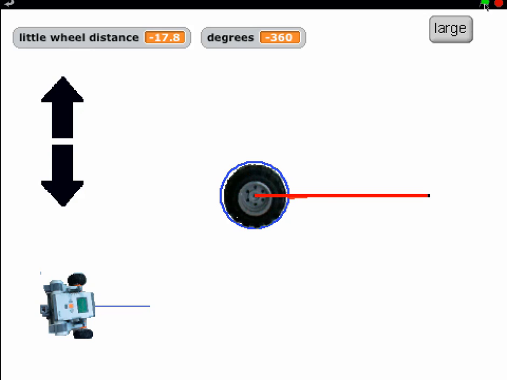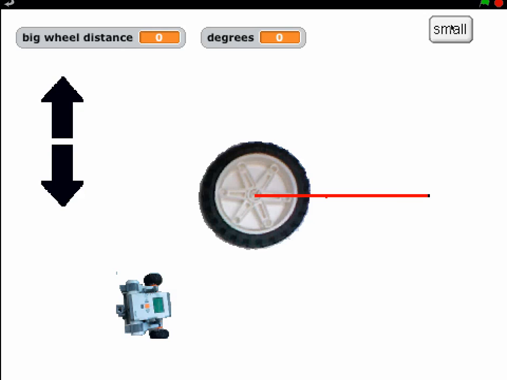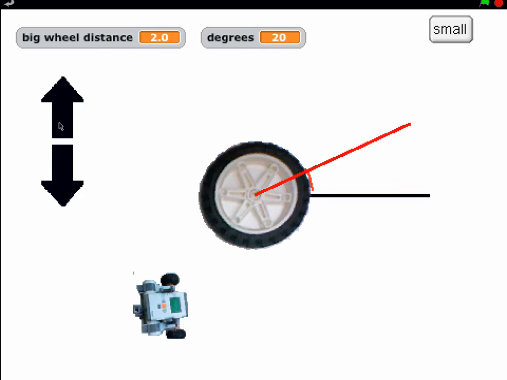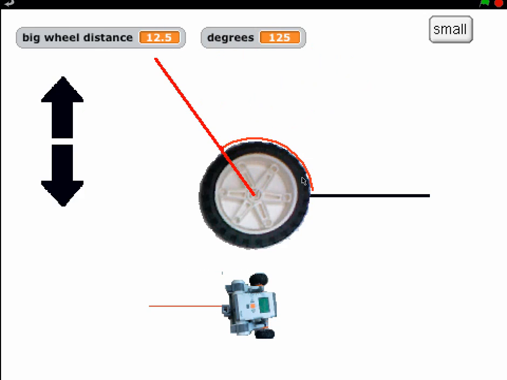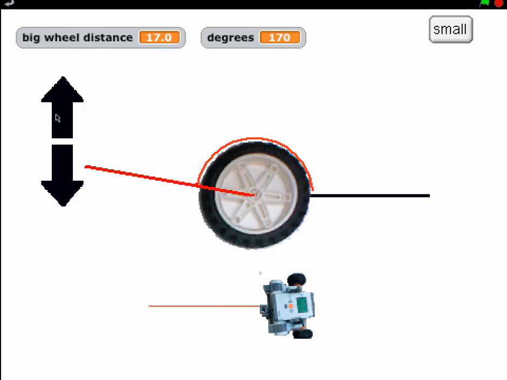And now I can do the same thing with the big wheels. Notice I'm at 0 distance and 0 degrees, and now when I start to go, I can see that my circumference here is much bigger than the little wheel, and so notice that I'm going a whole lot farther with my robot with the big wheels than I did with the little wheels.